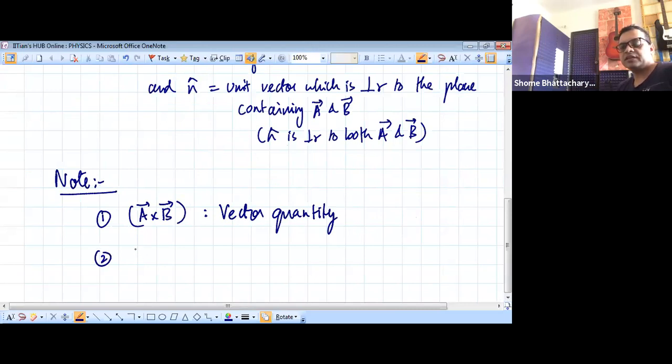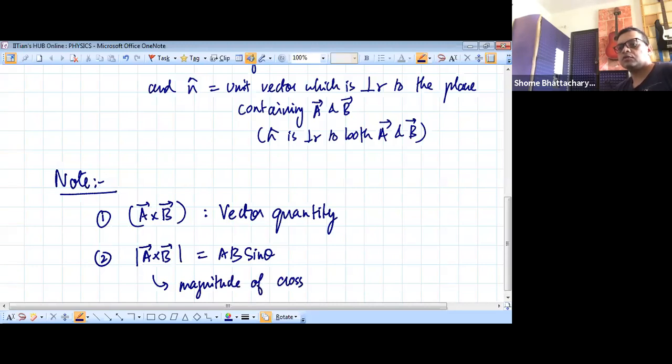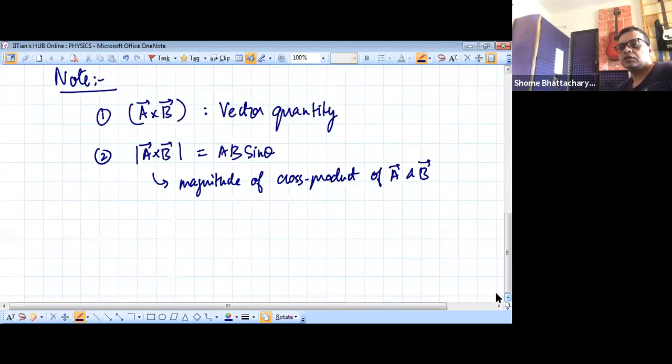Secondly, the magnitude of A cross B equals A into B into sine theta. So the magnitude of the cross product of vectors A and B is given by this relation. It is AB sine theta. Now, if you look at the quantity AB sine theta, you realize that it actually represents the area of the parallelogram formed by A and B.